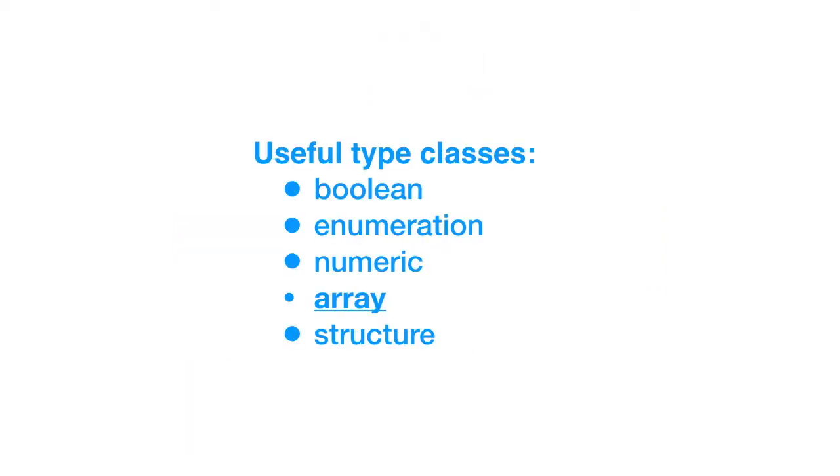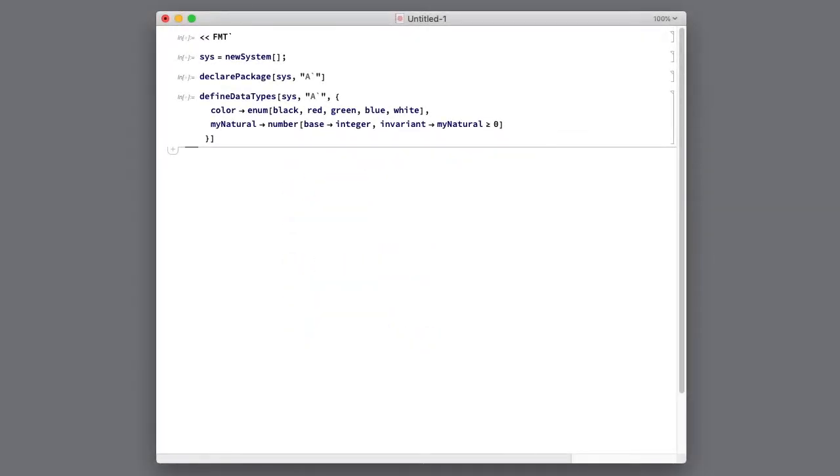We have already seen what are the useful type classes that can be modeled in the system, and in the previous video I have shown how numeric types can be described. Now I will focus on array types. Just as in previous parts, I will start with a fresh Mathematica session with some code already typed in so that I can use it immediately.